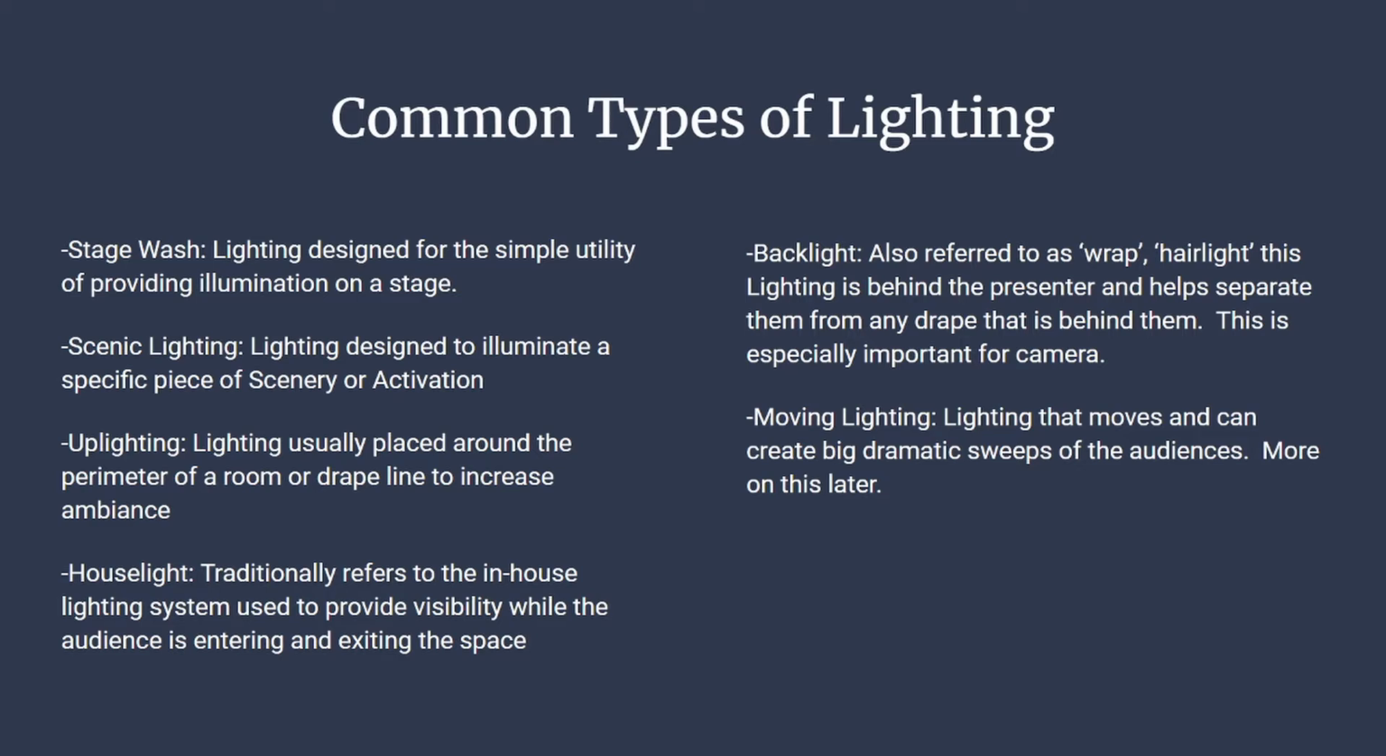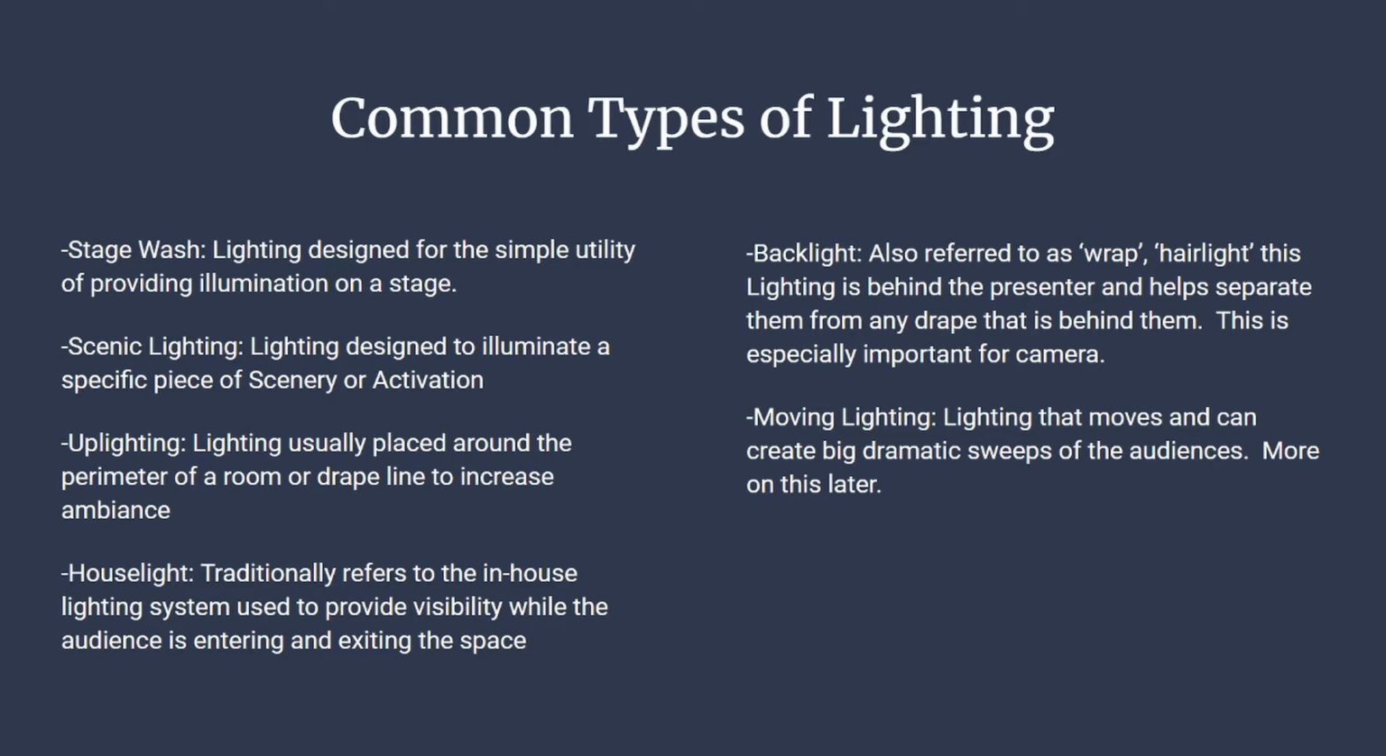Uplighting. Uplighting is lighting usually placed around the perimeter of a room or drape line to increase ambiance. House lighting. House lighting traditionally refers to the in-house lighting system used to provide visibility while the audience is entering and exiting the space. This is usually already something installed in the venue or already in the ballroom that we're going to be working. Various levels of control are available to house light depending on the venue.